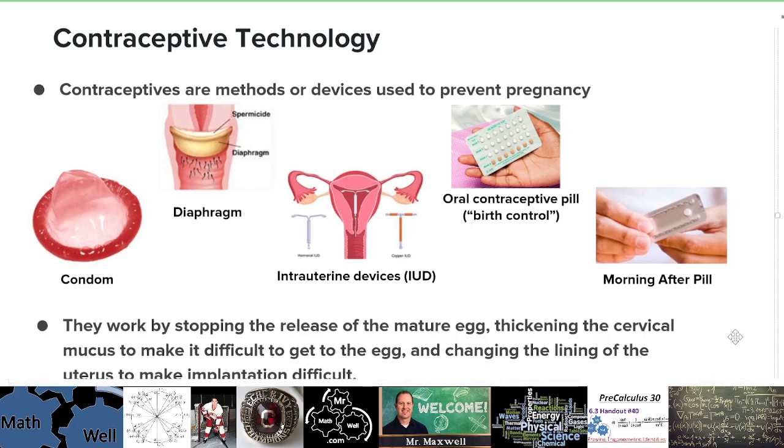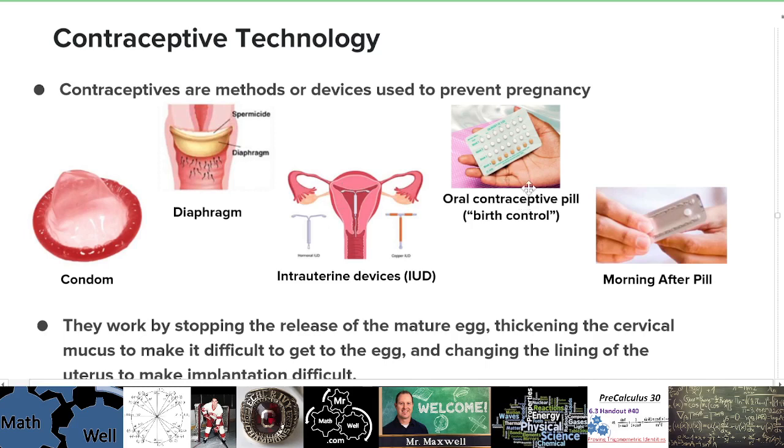Contraceptives are methods or devices used to prevent pregnancy. So, condom. There's also a condom type thing that can be inserted into the female, meant to stop the sperm from getting into the uterus. An intrauterine device is a device that can be placed inside the uterus to make conditions inside the uterus not suitable for implantation of a fertilized egg.